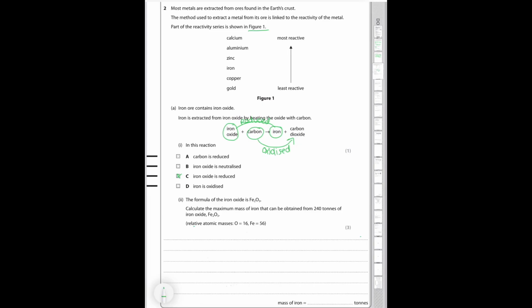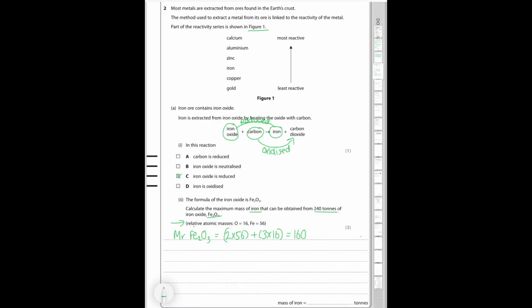So the formula of iron oxide is Fe2O3. Calculate the maximum mass of iron that can be produced from 240 tons of iron oxide, and we're given the relative atomic masses. So first of all, we would work out the molecular mass of our iron oxide, and that would be 2 times 56 for the iron plus 3 times 16 for our oxygen, and that gives us 160.